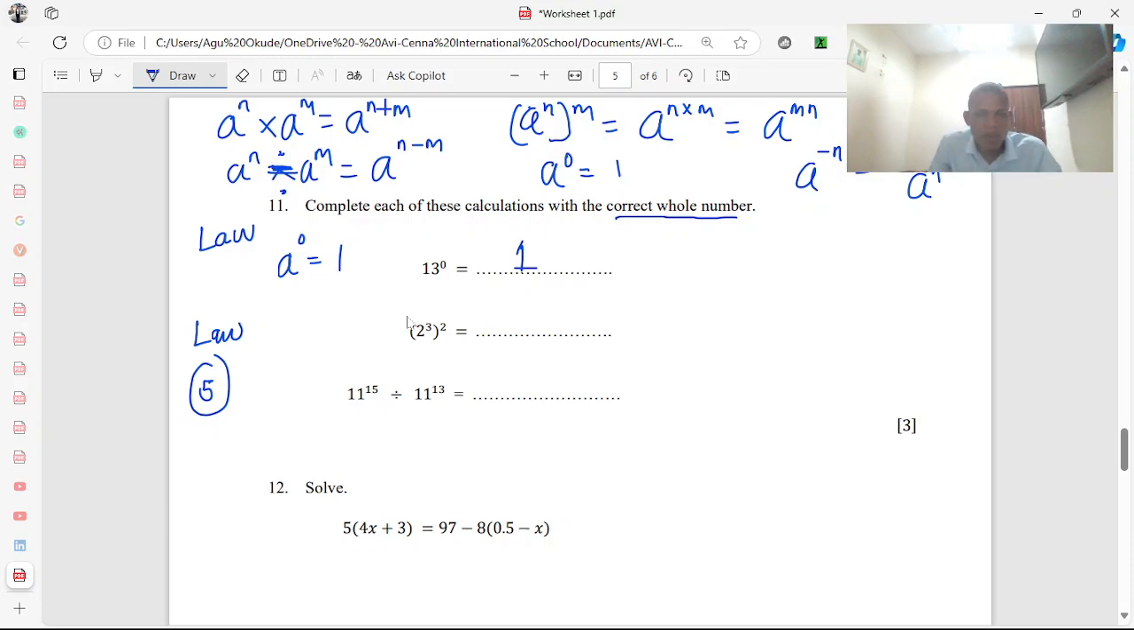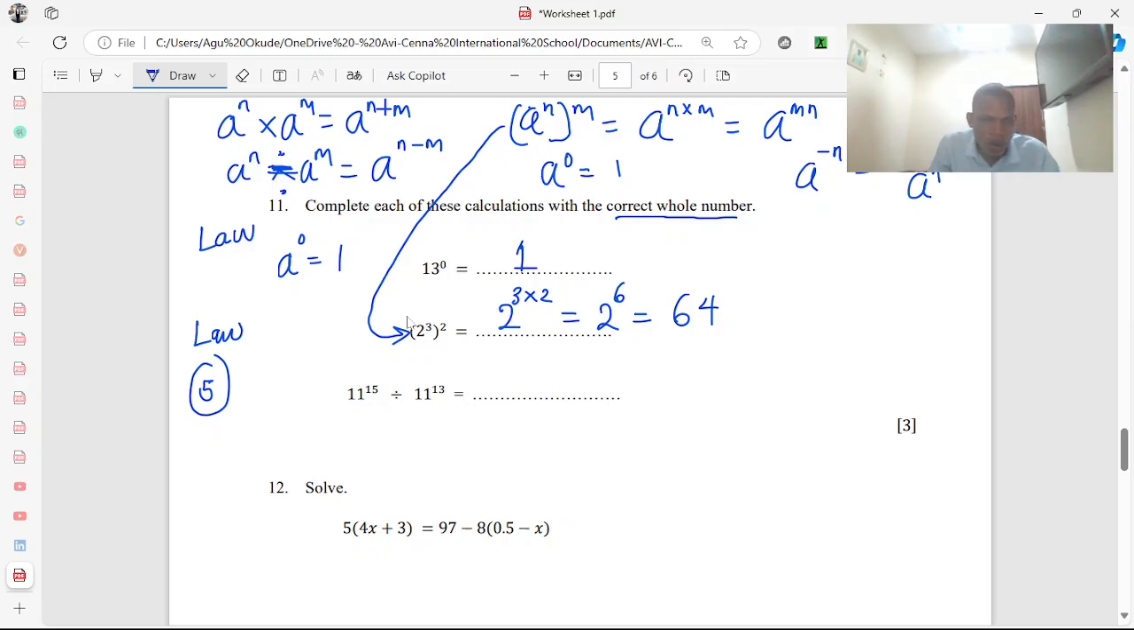All right. So now tell me, which law am I going to apply for this question? Now obviously it is this law here, because they look alike, right? So now applying that law, I'm going to have 2 to the power of 3 times 2, right? Yes. This gives us 2 to the power of what? 6. Now the question says with the correct whole number, so which means I should continue. So the answer is 64. Okay.